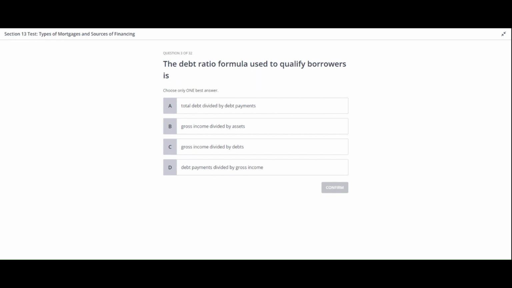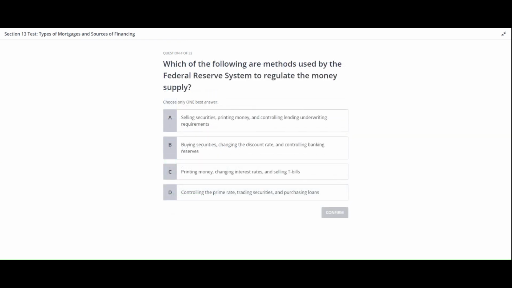I hope you have your answers ready. Now let's see the correct answer for this question, and the correct answer is Option D. Debt payments divided by gross income. This was a pretty easy question. I hope you answered it correctly. But even if you didn't, don't worry, we still have more questions. Alright, here's the next question for you.